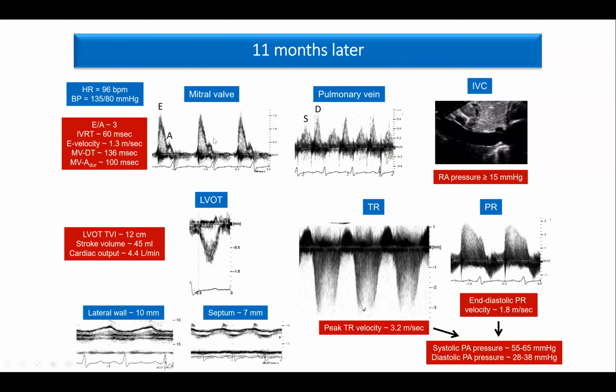You see he went into this restrictive filling pattern. In the pulmonary vein, you can see S smaller than the D. The RA pressure is certainly higher than before. The IVC is not collapsing, but I cannot play it. Stroke volume went down. TVI is 12. TR velocity went up. You see the PR velocity. You see it was, and diastolic velocity was 1. Now it's approaching 2. So certainly his LA pressure and pulmonary artery diastolic pressure went up.